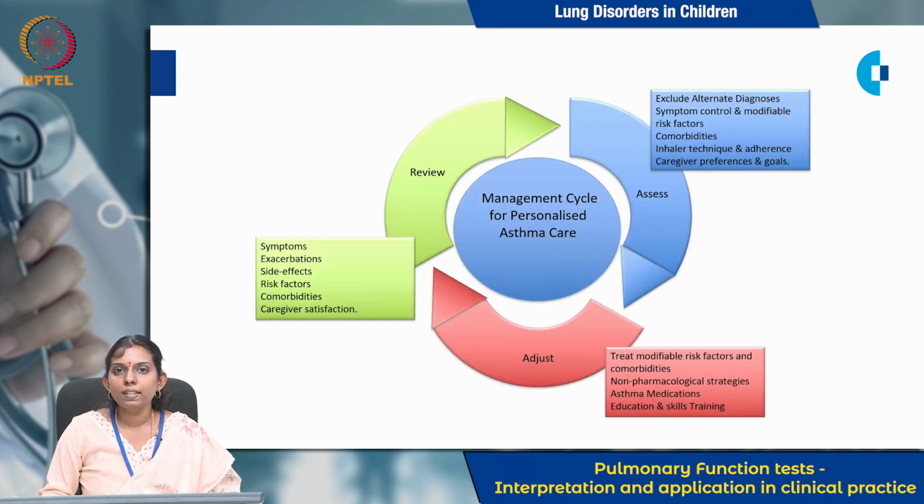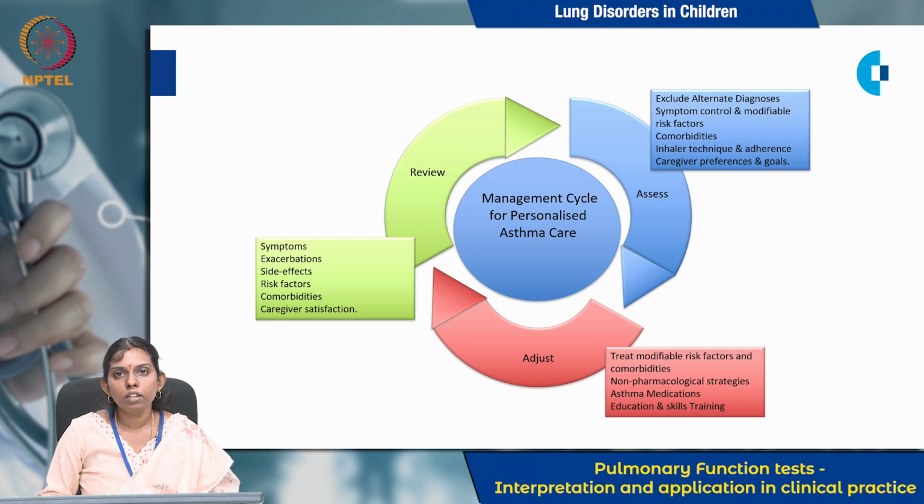So, this is the personalized asthma care cycle. Just by giving medication, our work is not resolved. We also have to check whether the child is getting controlled with whatever medications we have provided. So, we have to assess, excluding the alternate diagnosis. We saw a list of mimickers of asthma, so we have to exclude the alternate diagnosis, and then we have to look at symptom control. Has the child responded to the medications we have given, and are we able to modify the risk factors?